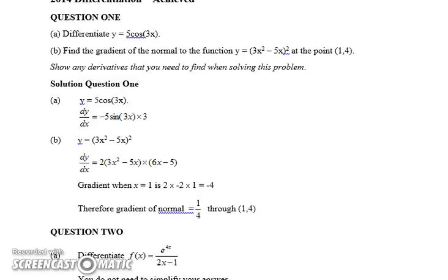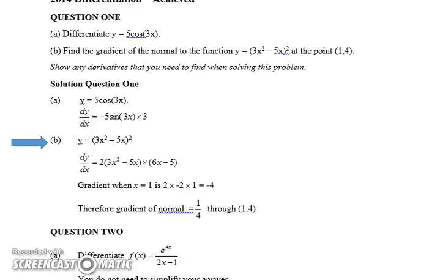Question 1a. When we're differentiating trig functions, we go to the formula sheet and just check what the derivative will be. Differentiating cos gives negative sine. 5 cos becomes negative 5 sine 3x times 3. We always differentiate the expression for x.